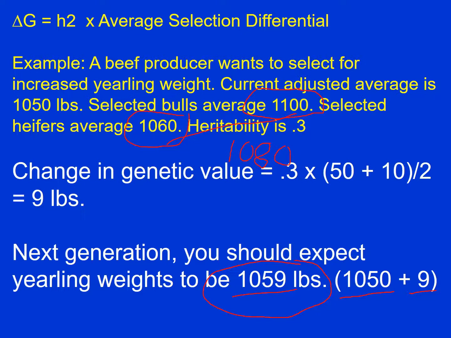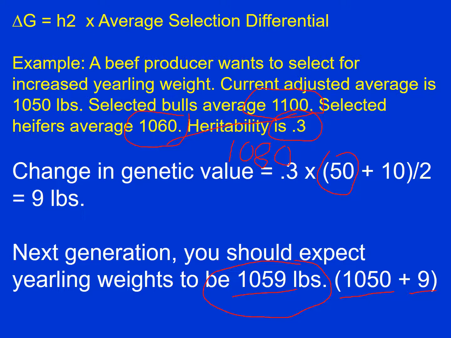Shouldn't our offspring be the average of the parents? Well, that's true if the heritability is 100%. But the heritability in this case is not 100%, it's only 30%. So these bulls were plus 50, but that's not all due to genetics. 70% of that deviation is due to environment.